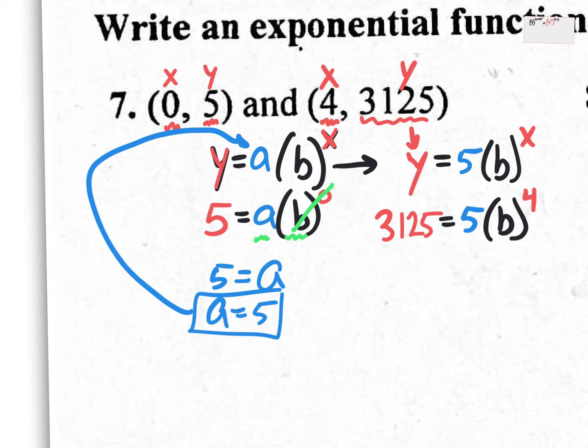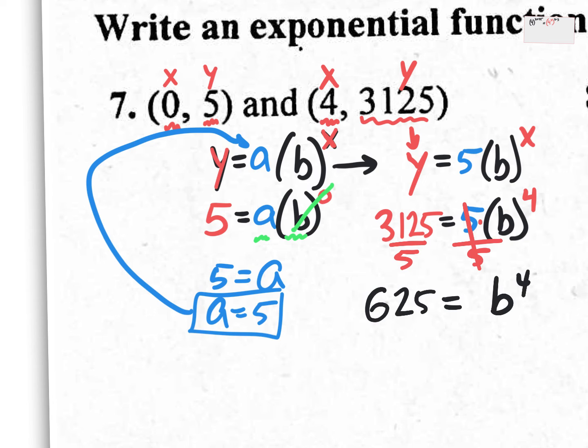So now it's a question of solving for b. Told you it's fun, right? How do I get rid of anything? You do the inverse operation, you do the opposite, right? So what is the opposite of multiplying by 5 right there? Dividing by 5, dividing by 5. Again, I said the calculator is your friend. 3,125 divided by 5, I believe that is what, 625? So we have 625 equals b to the 4th.